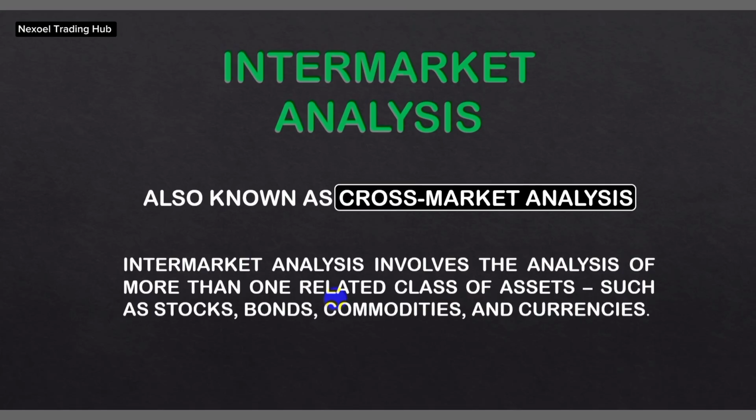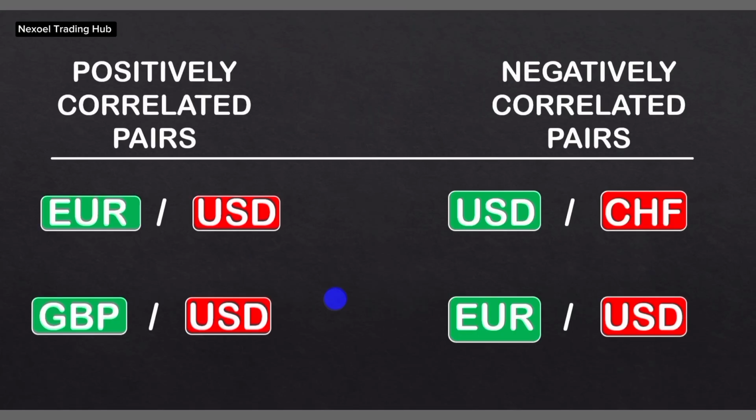We're dealing basically with currencies. So intermarket analysis involves the analysis of more than one related currency. Basically, it is you studying the relationship between asset classes, and these asset classes may be negatively or positively correlated. So you can see we have them as positively correlated pairs or negatively correlated pairs.